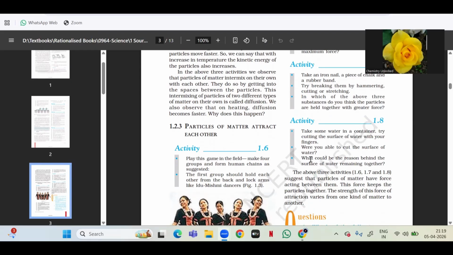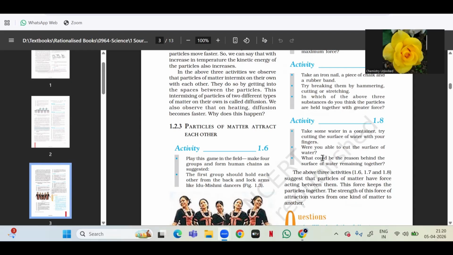Were you able to cut the surface of water? So yes, if you try to move a knife through water, the knife will move easily. So compare the movement of a knife through water and, let's say, through an apple. You can very easily figure out that through water the knife moves more smoothly. Similarly, you can keep butter also in the center. So the hardest one is the apple, then you have butter, then you have water.